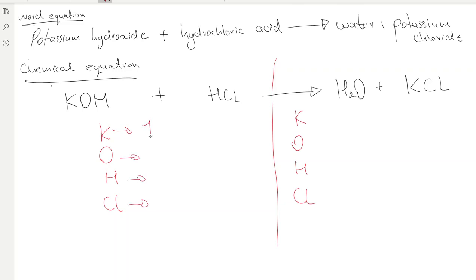Potassiums, I only have 1. Oxygens, I only have 1. How many hydrogens do I have? 1 from one, and on the reactant side, 2: one coming from that hydrogen, the other one from that one. So I've got 2 hydrogens. How many chlorines? Just 1. Now let me go to this right side. How many potassiums? 1. How many oxygens? 1. Hydrogens? 2. Chlorine? 1. Is it balanced? Yes, it is. So we don't even need to balance this equation. Life is easy.